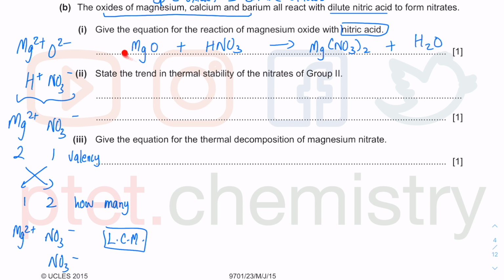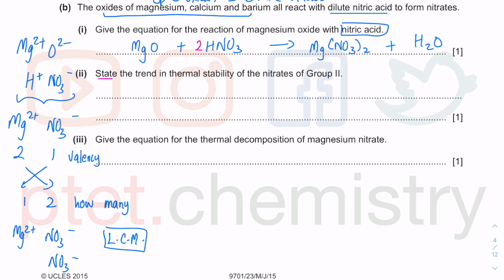This is a neutralization reaction between a basic oxide and an acid. I have 2 of that nitrate, which can only come from 2 of that nitric acid unit. So 2 NO3- give me the 2 NO3-, and the 2 hydrogen there combined with 1 oxygen to give me 1 water there. Every equation written in this Cambridge exam has to be balanced.